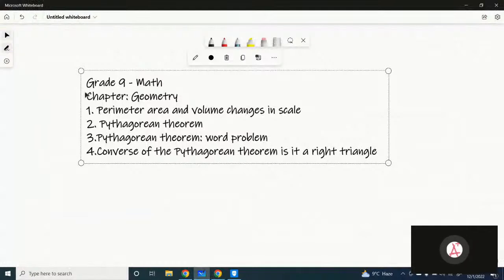The chapter we're working on is geometry, and the lessons we have covered today are perimeter, area and volume, changes in scale, Pythagorean theorem, Pythagorean theorem word problems, then converse of Pythagorean theorem: is it a right angle triangle? So that's all for today.